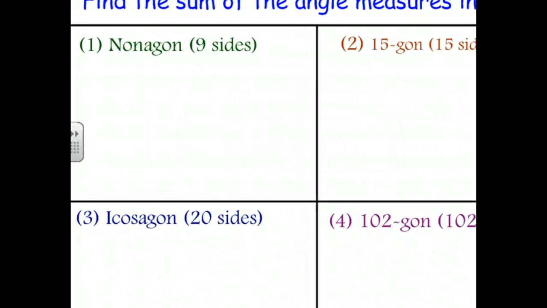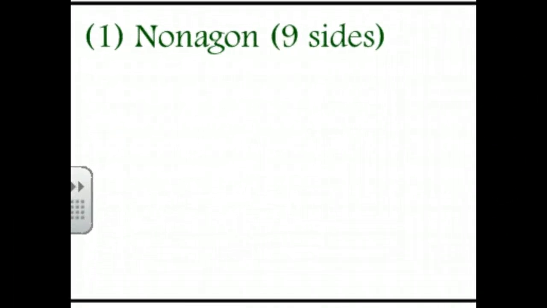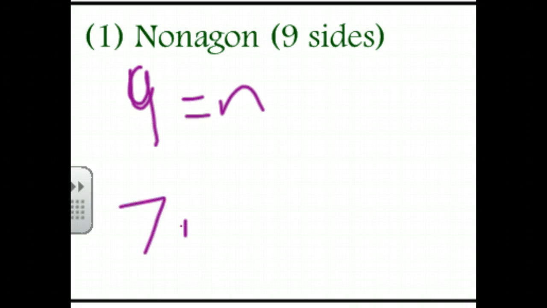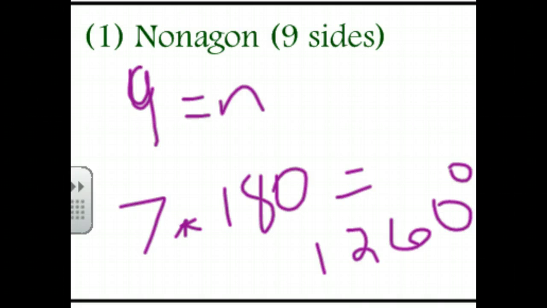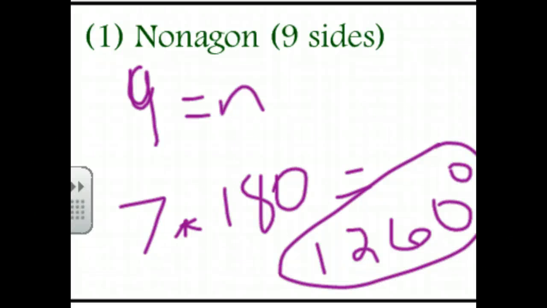Well, let's start with the first one, which is a nonagon. 9 sides. So n equals 9. 9 minus 2 is 7, so 7 times 180 will give us the final number of degrees in the nonagon, which is 1,260. So in a single nonagon, a nine-sided figure, there are 1,260 degrees.